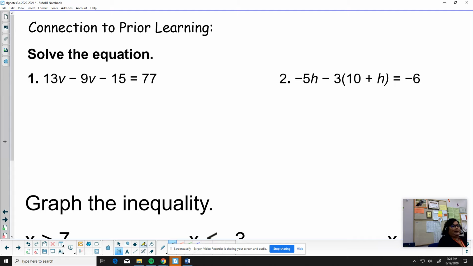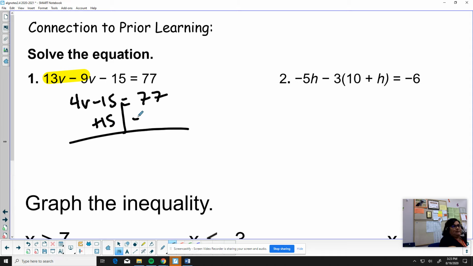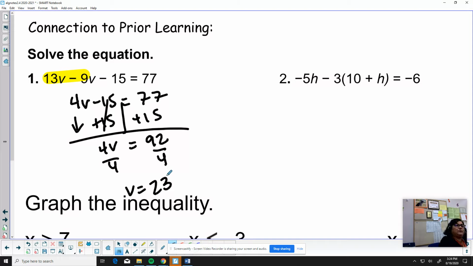So we would combine like terms because they both have v's. 13v minus 9v is 4v. Now it's just a little two-step. So I'm going to add 15 and pull my 4v down and then divide by 4. 92 divided by 4, let's see, that's 23. Yeah, 23. Feel free to use your calculator.